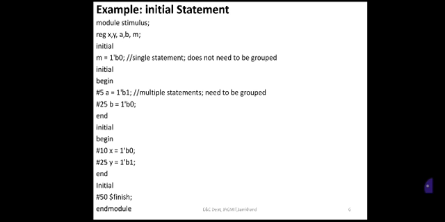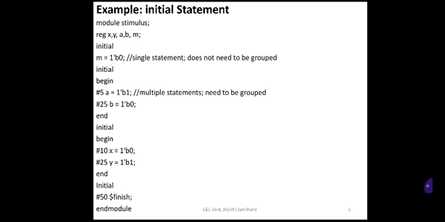Third initial block, again with multiple statements. Begin, #10 is a delay time, then x equal to 1'b0, and #25 y equal to 1'b1. Again there are two statements, that's why begin and end are used for grouping. Observe there are a total of 4 initial blocks here. In the last initial block we have #50, then the system task $finish.